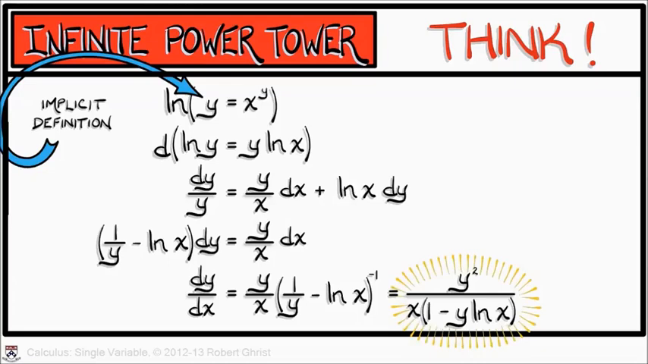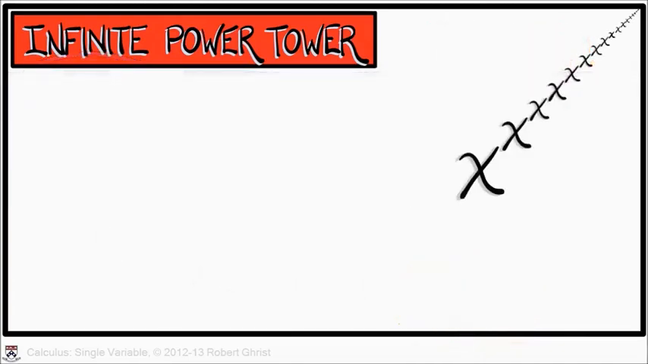Now, notice, there's no way we're going to be able to solve this as a function of x itself. We can't eliminate those y's completely. We could substitute back in the infinite power tower. That would make our formula a little bit messy looking. But consider how easy it was to do this computation and get a formula for the derivative. Now, we're still not done.